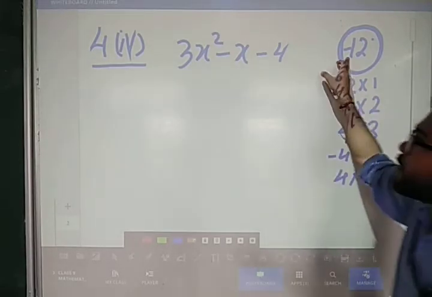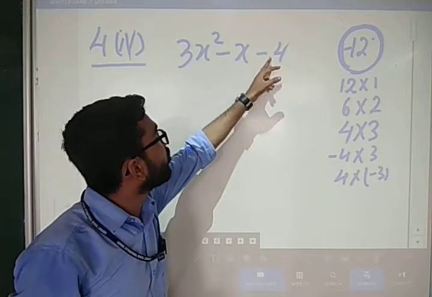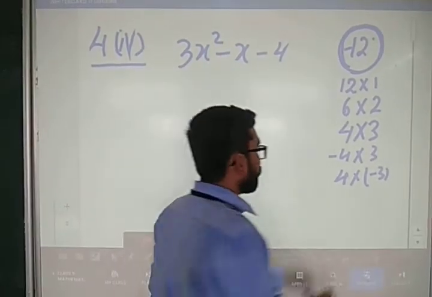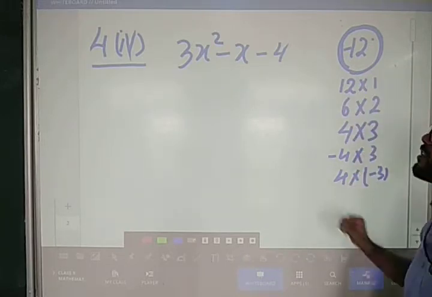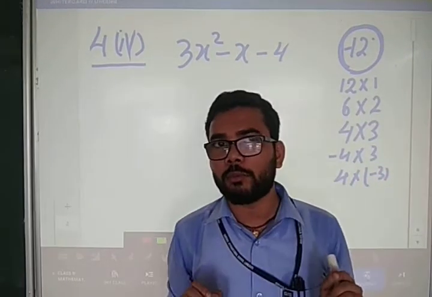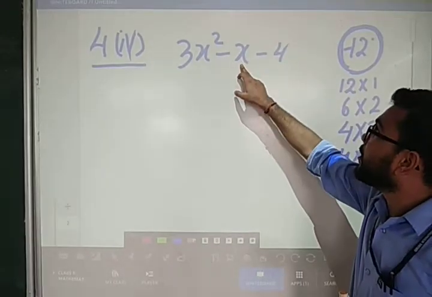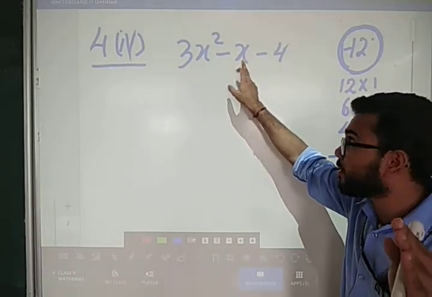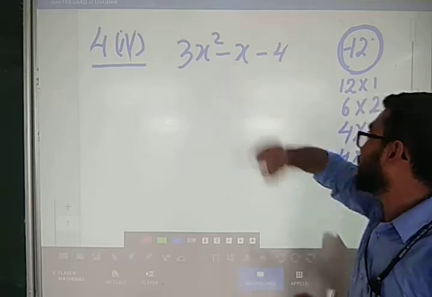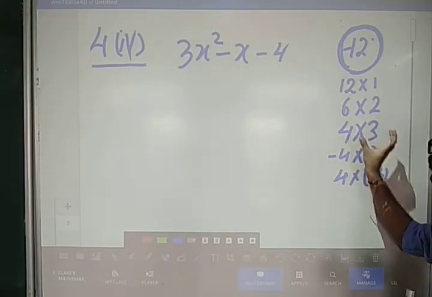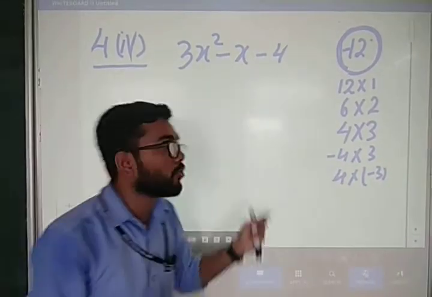But here, you need to find the numbers which, when you multiply, will be equal to minus 12. Okay. So now you need to take two numbers from these groups such that when you add or subtract the two numbers, that will be equal to the middle term. So here the middle term is minus 1, minus 1 as the coefficient of the middle term. So you need to take one group in such a way that when those numbers are added or subtracted, you will get minus 1.